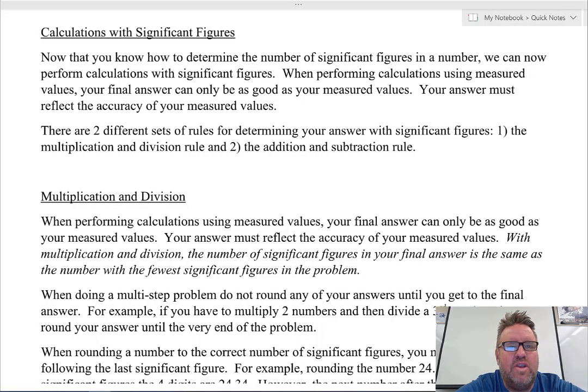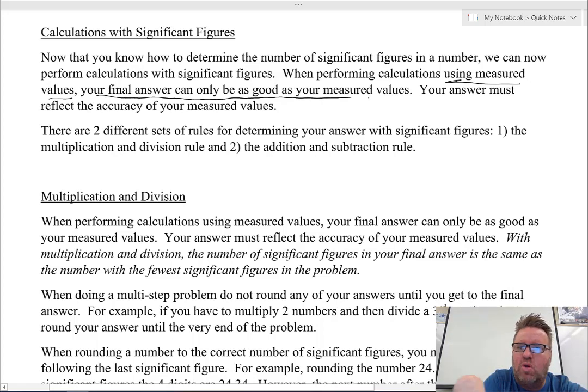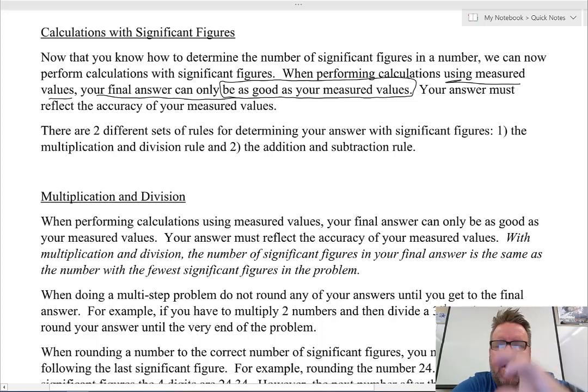Now that we know how to determine how many significant figures are in a number, we're going to actually start doing some calculations with them, okay? And there's one important thing you have to know when you're performing a calculation, whether it's multiplication, division, addition, or subtraction: when you're using measured values, your final answer can only be as good as your measured values.